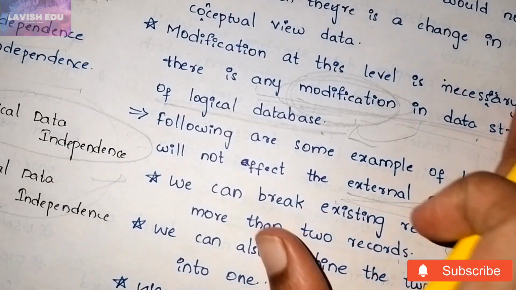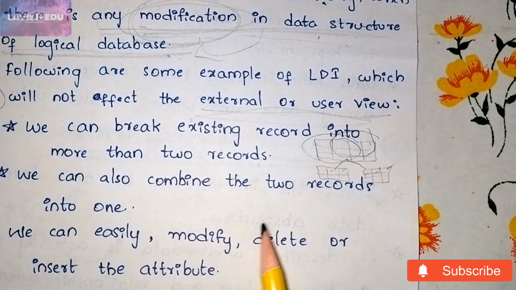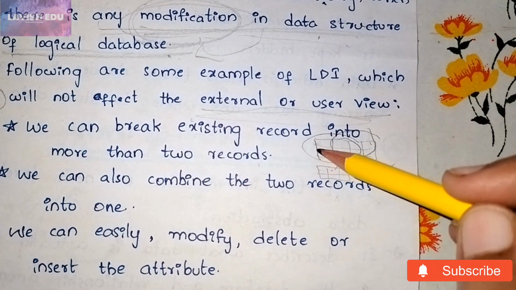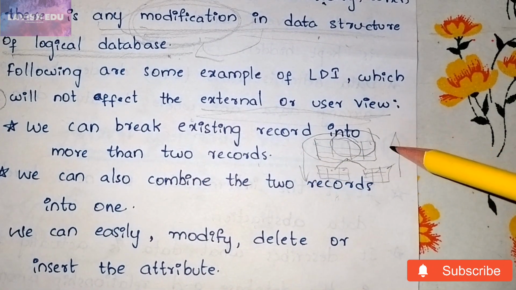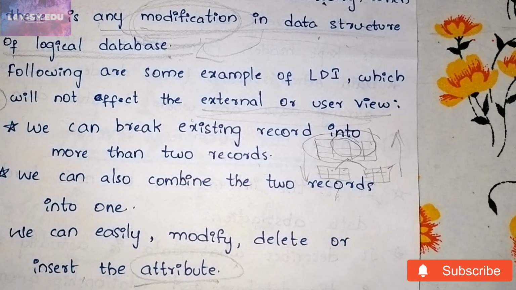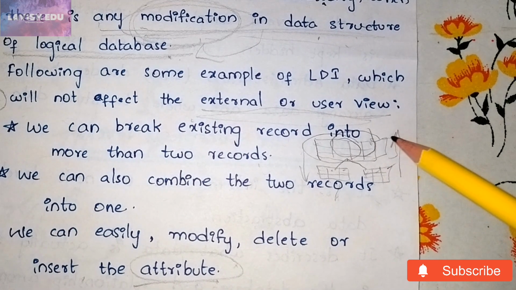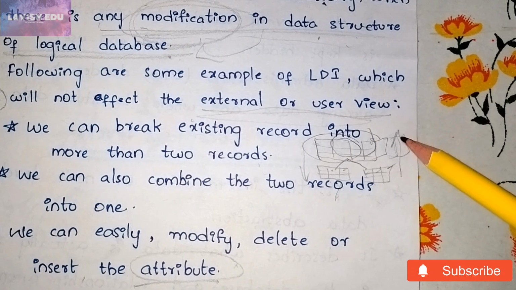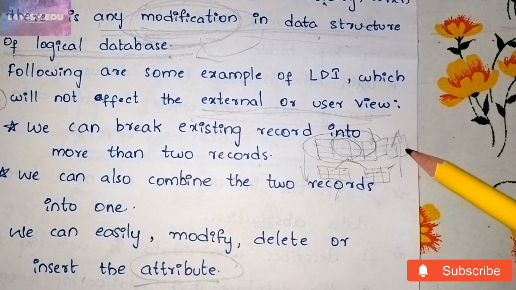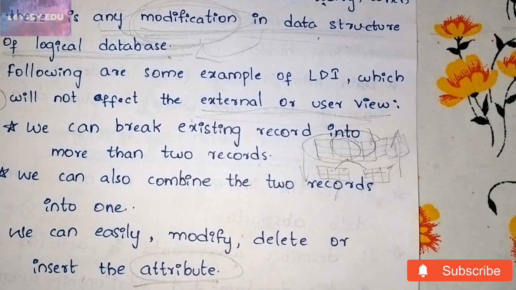Next, the second point is we can also combine two records into one record. That is, this approach can be top to down or bottom to up. We can easily modify, delete, or insert the attributes. What are attributes? Attributes are nothing but columns. We can insert any sort of columns here. I can also insert some department column or a fees column. Everything we can insert or modify. This won't affect the user or external view.